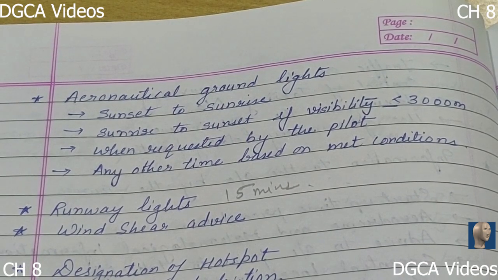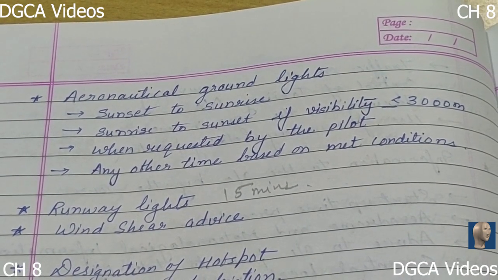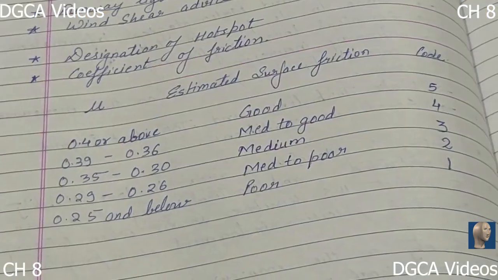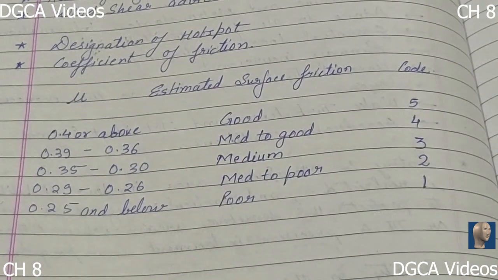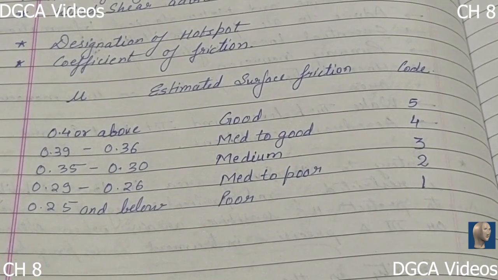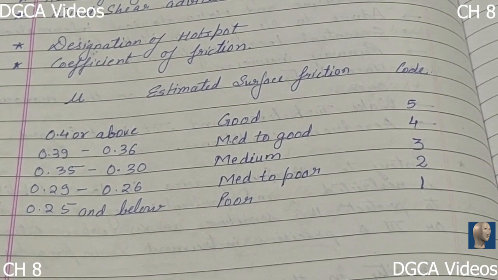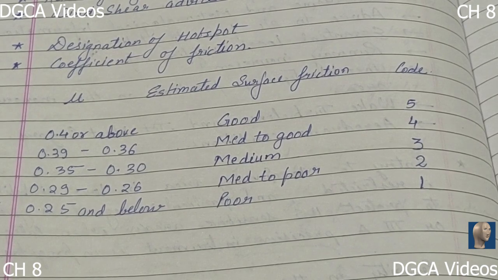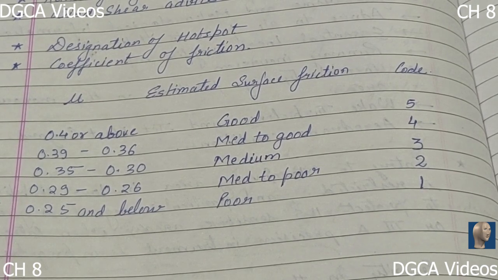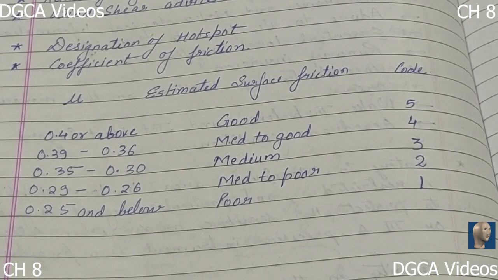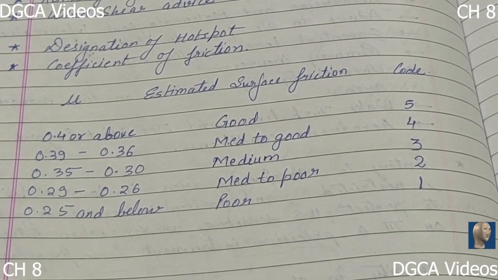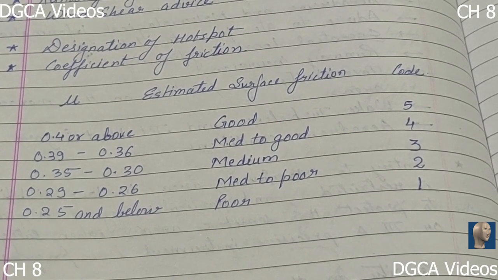And then there is something which is known as the hotspot. The aerodrome operator shall, whenever necessary, designate a location or several locations on the movement area of the aerodrome as hotspots. So this shall be charted in accordance with Annex 4.